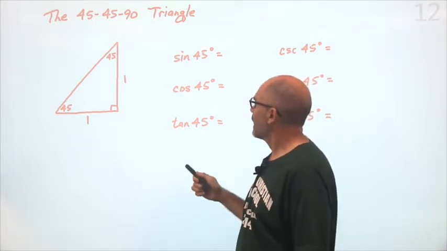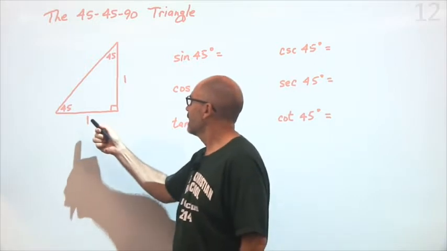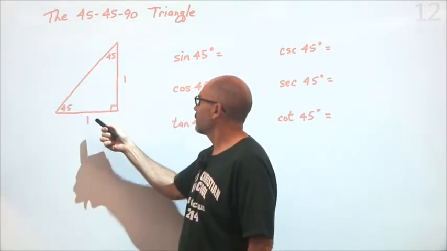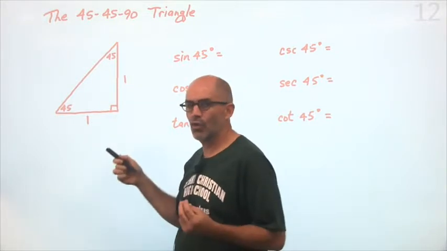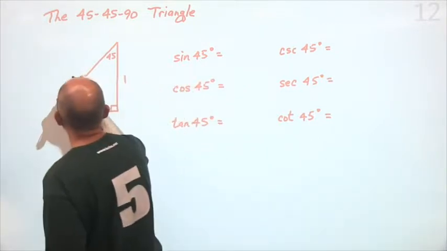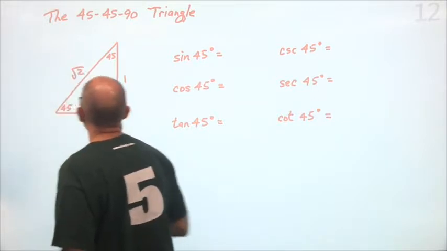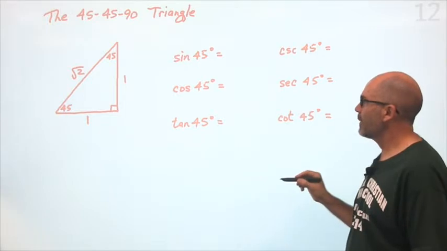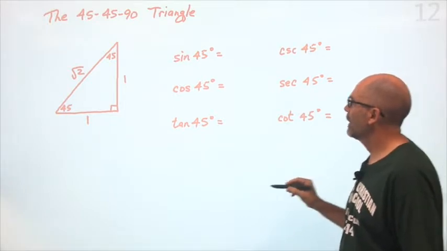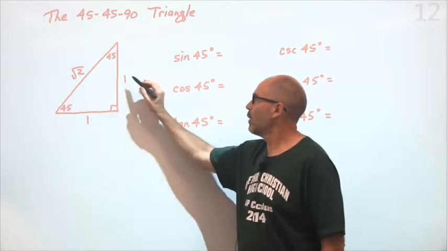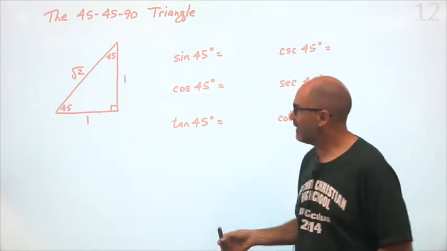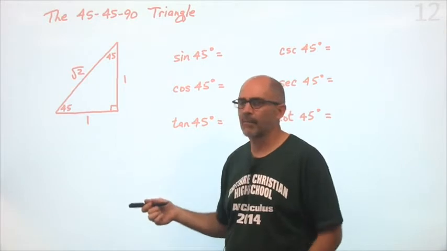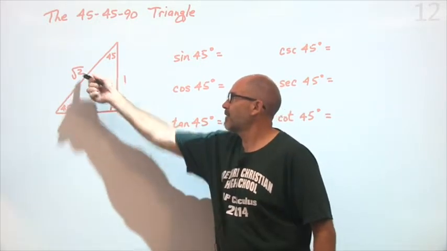Now, the Pythagorean theorem says that a squared plus b squared equals c squared, so that means 1 squared plus 1 squared is 2, and so the third side, the hypotenuse, needs to be the square root of 2. So this is our 45, 45, 90 triangle with 1, 1, and the square root of 2. Once again, if, let's say, the base was 15, then it would be 15, 15, and 15 square root of 2.